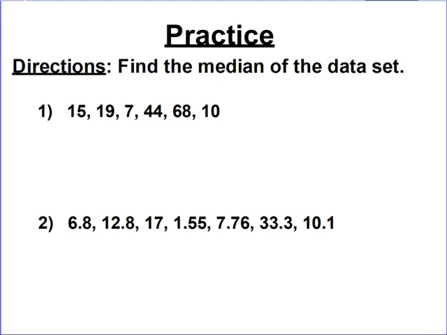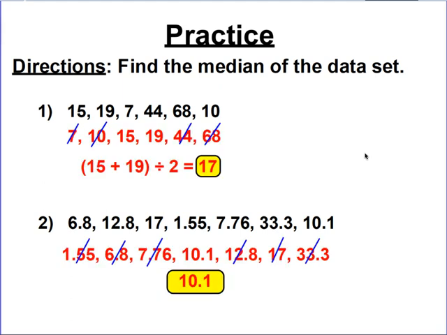All right, so do some practice. Put them in order, find the one in the middle, or in some cases, maybe the two in the middle, and calculate a median. All right, there you go. So question one, you had to do the mean of the two numbers in the middle, because there were two, and you get a median of 17. And in question two, there was only one number in the middle, so the median is 10.1.